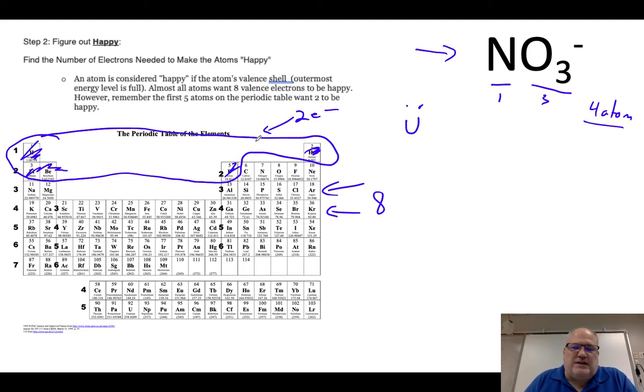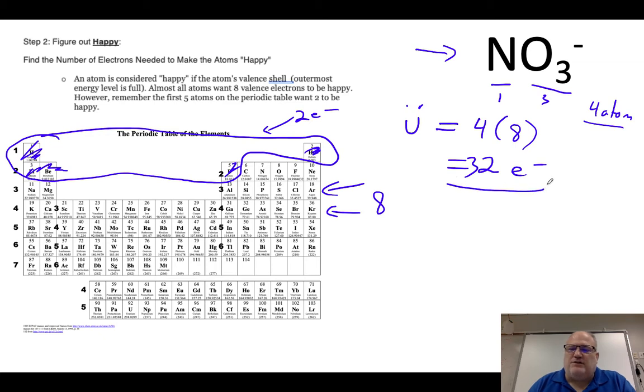Now, if I hadn't scratched in and you could actually see what I was writing here, you'd discover that all 4 of these atoms are not part of these first 5, which means that all 4 of these want to have 8 electrons to be happy. So to do our happy electrons, we go 4, the number of atoms we have, times 8, and our value ends up being 32 electrons. So we want to have 32 electrons overall to be happy. And again, happy electrons really aren't a thing, but it helps us to do this method.